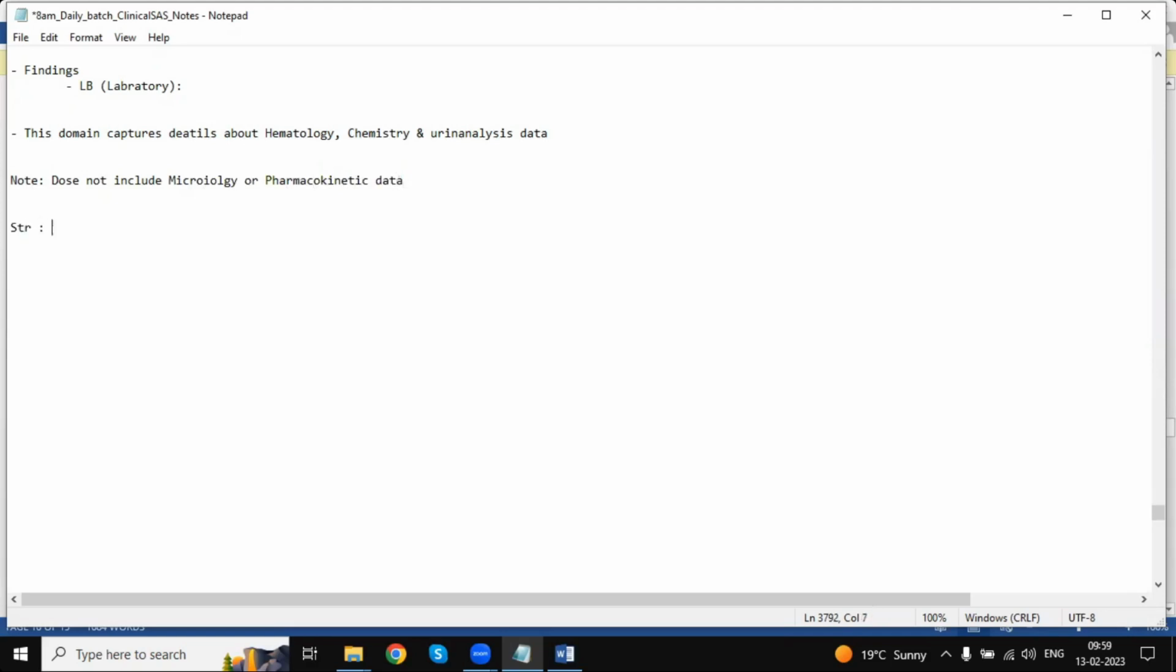See, the structure of the domain is one record per lab test, per time point, per visit, per subject. What record? Per lab test, per time point, per visit, per subject. So each test, every time, every visit will be done.